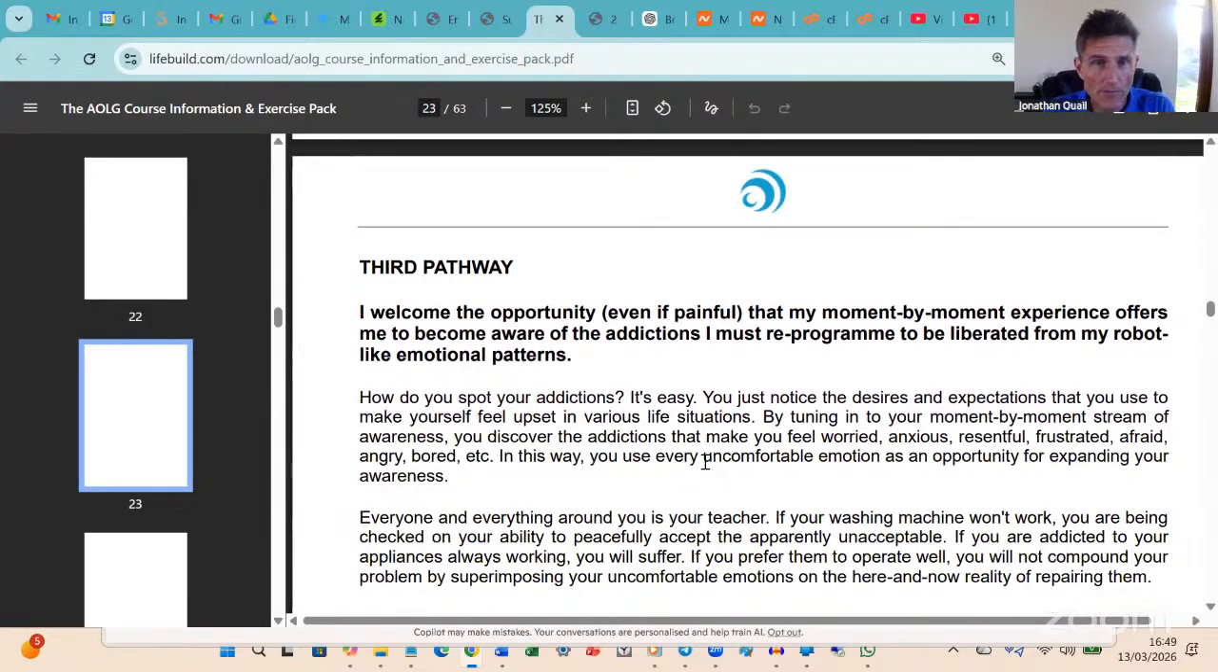Okay, so that leads us to the third pathway. Let's see if we can wrap this up in 10 minutes. I'm supposed to be somewhere at 5, but I'll extend that by 10 minutes or so. Just want to finish this. So third pathway, Archie, if you can read that in the bold.